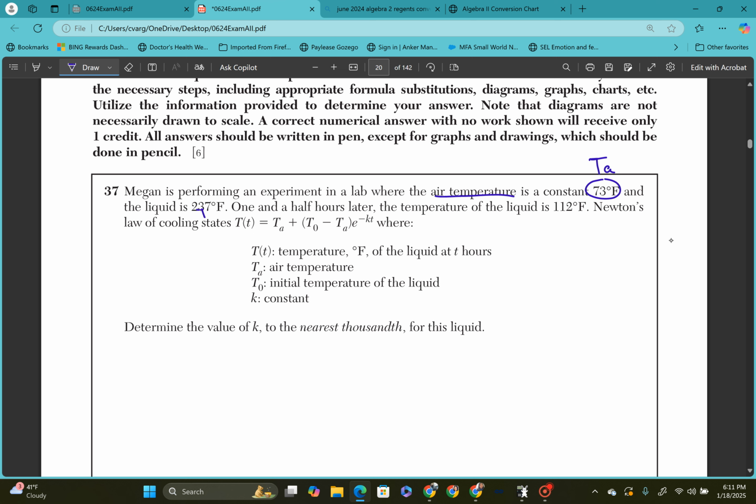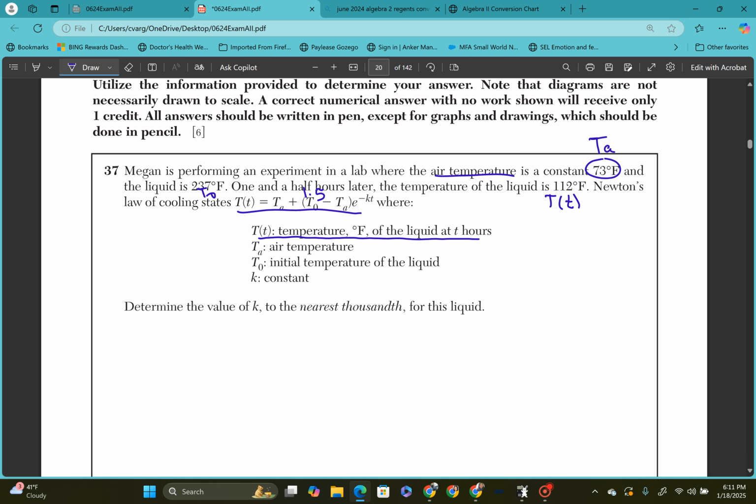So that's my T0. 1.5 hours later, right? So this is 1.5. The temperature of the liquid is 112. So 112 is my temperature of the liquid at t hours. So this is my T of t. And we have a function right here. So what we're going to do is plug the numbers that we have in. So my T of t is 112. My TA, I think I wrote that as 73. So I'm going to put my 73 here.